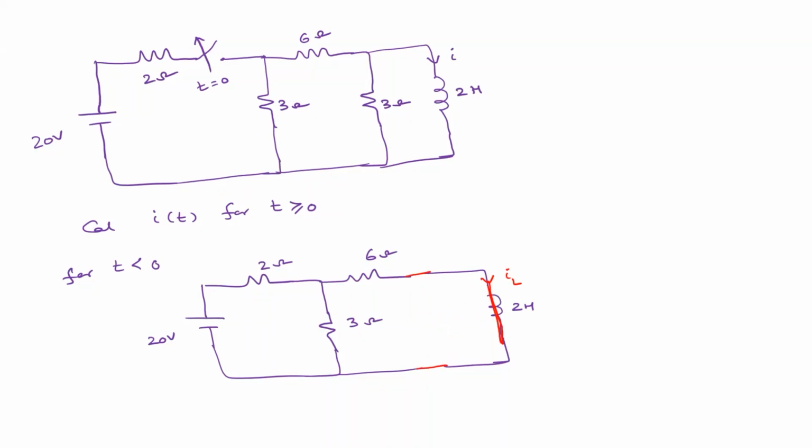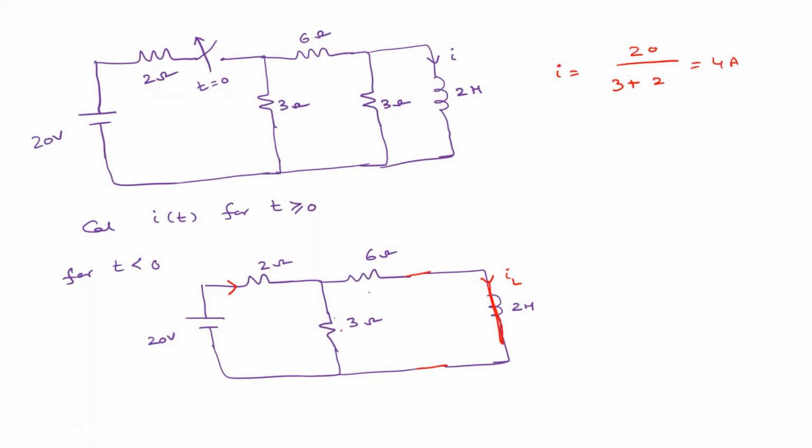Now tell me what is the current that flows through the 6 ohm resistor? 5/3. How did you calculate? This 3 and 6 come in parallel, so first we need to calculate the total current I. I is 20 by the 3 and 6 in parallel, which is 2 ohm, plus 2, which is 4, so 5 amperes.